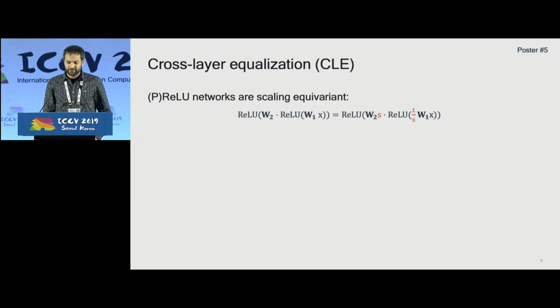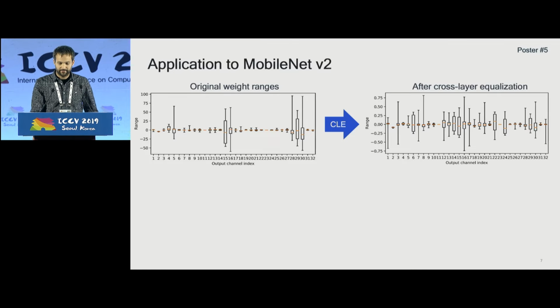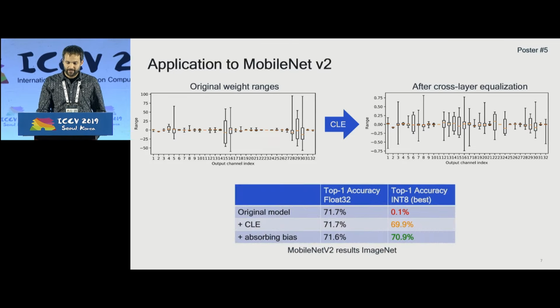We observed that in some cases activation ranges are always positive. And we can exploit this and absorb parts of the bias term into the next layer. This can reduce the quantization error of the activations. On the left, we see the original weight distribution from before. After applying cross-layer equalization, we see that the weight ranges are much more alike, and therefore the quantization error is significantly reduced. When applying cross-layer equalization to all layers in MobileNet v2, the quantization performance increases from random to almost 70%. Adding bias absorption increases the performance by another percent.